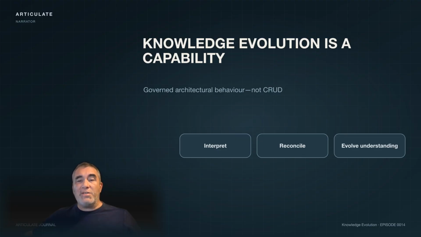This also clarifies an important architectural boundary. Agents shouldn't simply modify the knowledge model. They can contribute information, they can interpret it, they can reconcile claims, they can gather evidence. They can reason about what has changed. But changing authoritative architectural knowledge is a governed behaviour. It's not simply a database update. Knowledge evolution is in itself an architectural capability.